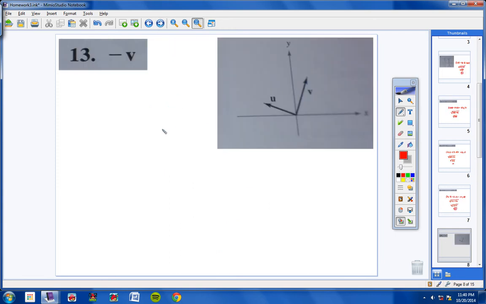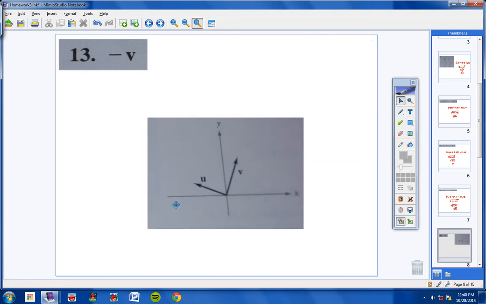Okay, now what we're going to do is we're going to take this picture and we're going to give a visual of whatever we're asked to do. For example, on number 13, they want negative v. Now think about that for a second, students. Pretend for a second that v was 2, 4. Pretend that's where that point is, okay?